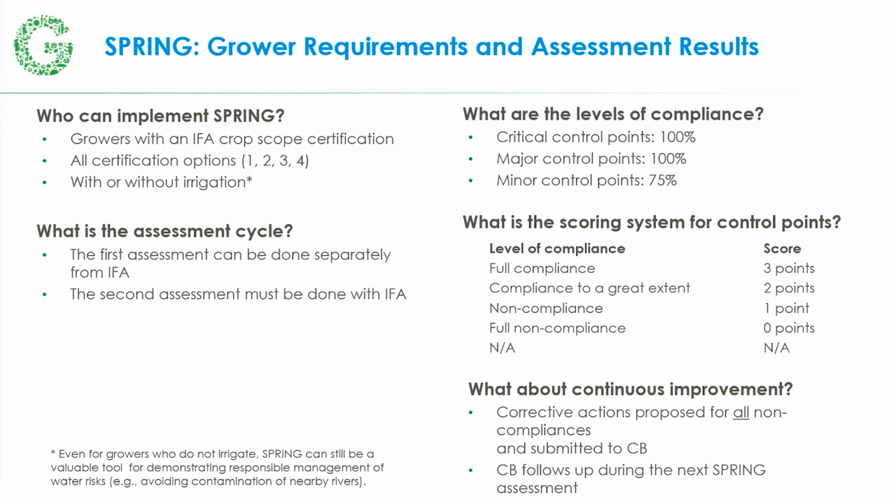But if the requirement is applicable, the result can be 0, 1, 2, or 3. 0 is full non-compliance, 1 is non-compliance, sorry about my mistake, 2 is compliance to a great extent, and 3 is full compliance. What does this mean? It means that 0 or 1 is no compliance, 2 or 3 is compliance.